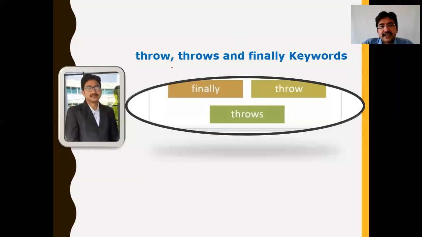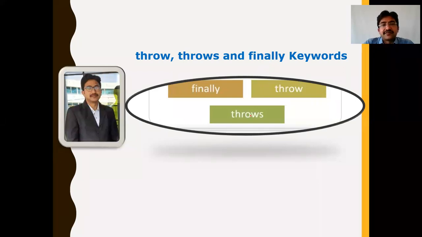Now let me see in this class the three keywords which are left for exception handling. Already we have seen the try and catch keywords. Now we'll look at the throw, throws, and finally keywords with beautiful examples, in detail. And please keep in mind we have completed try and catch.